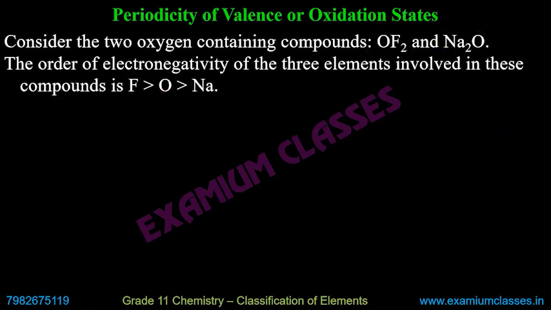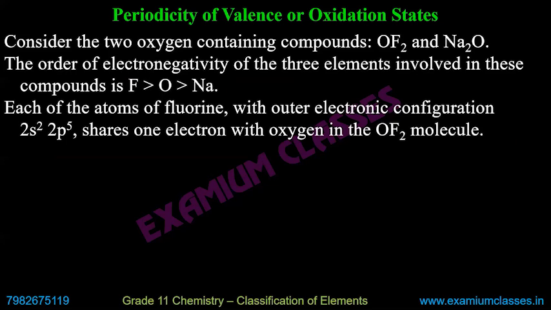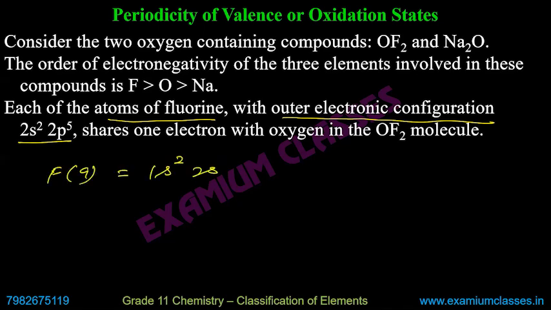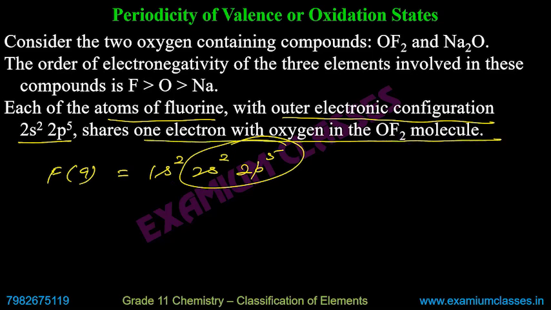These questions are very much common. Each of the atoms of fluorine with outer electronic configuration 2s2 2p5, fluorine is atomic number 9, 1s2 2s2 2p5, sorry. So here you have 2s2 2p5 configuration. These share one electron with oxygen in OF2. I'm just trying to explain the difference. We are talking about valence and oxidation state.